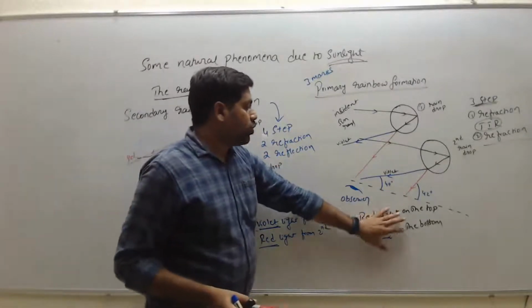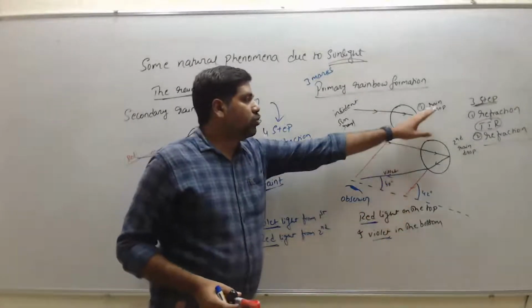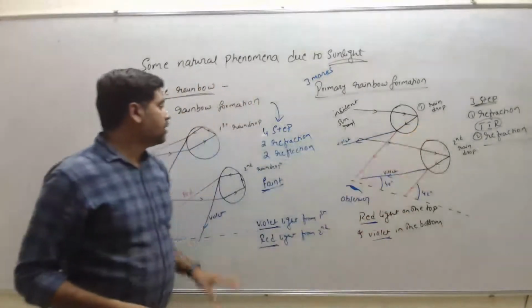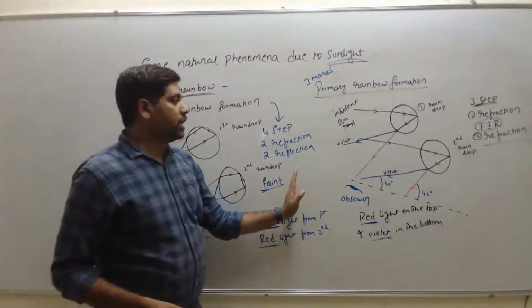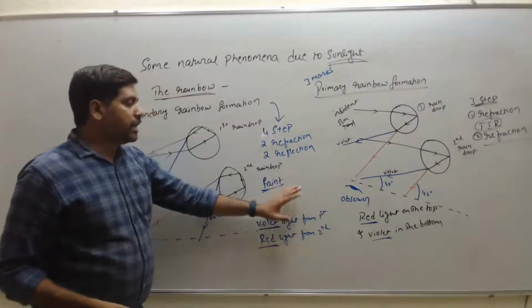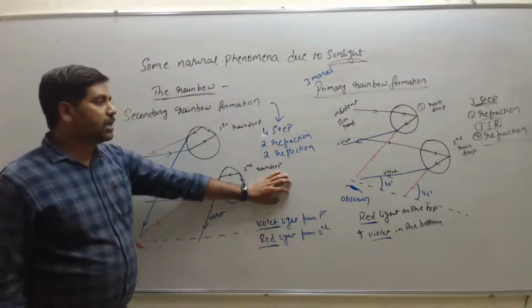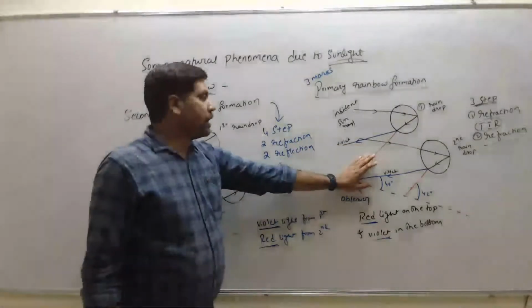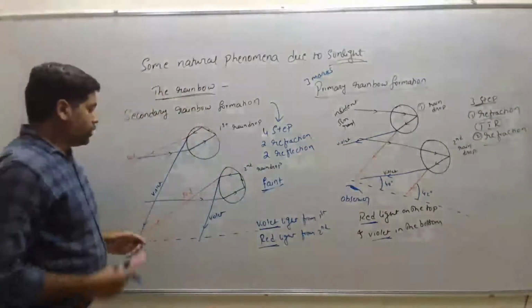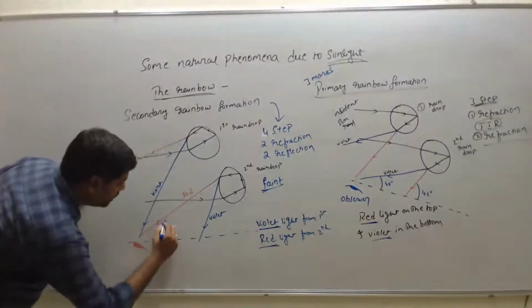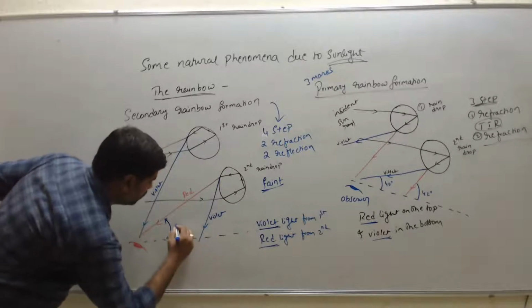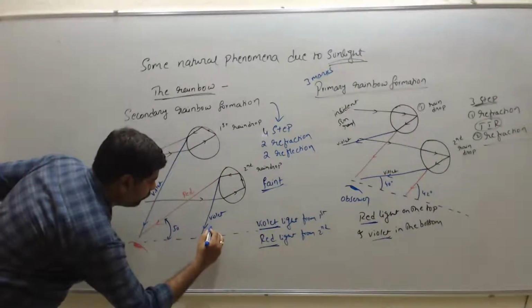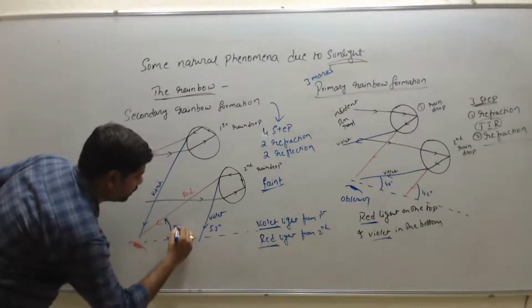Here the rainbow is brighter because it has only a 3-step formation. Here the rainbow is faint, that is dim, dull in color appearance, compared to the primary rainbow formation. If we draw the angles here, this angle is 50 and it is 53 degrees.